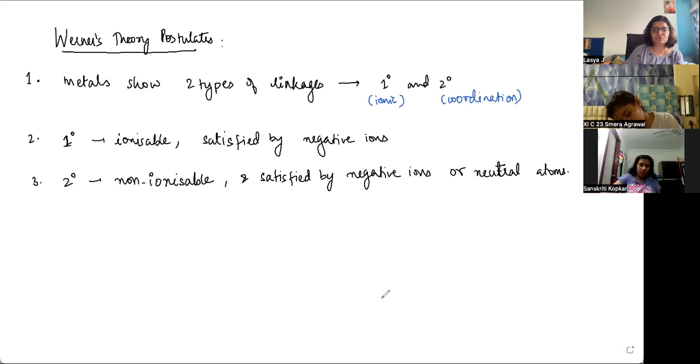Okay. So this particular secondary valency is also called its coordination number.